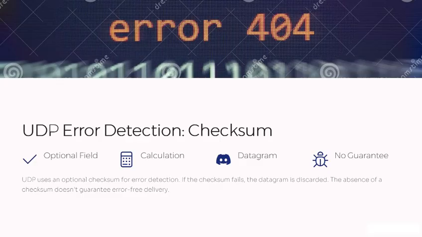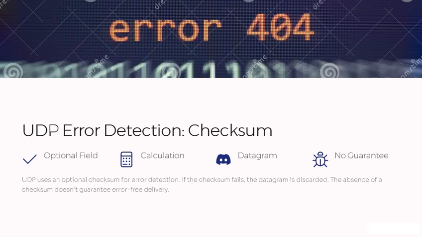And then we are going to discuss UDP error detection, that means the checksum. Now let's talk about error detection. As I mentioned earlier, the checksum field is optional, but when it is used, it's calculated based on the datagram and verified at the receiver's end. If the checksum fails, the packet is discarded, but unlike TCP, UDP doesn't retransmit lost packets, making it less reliable.